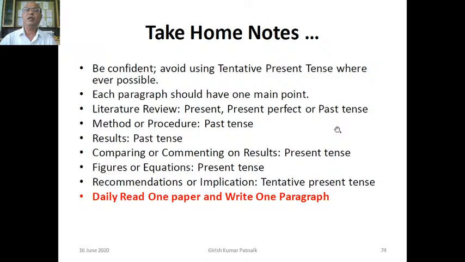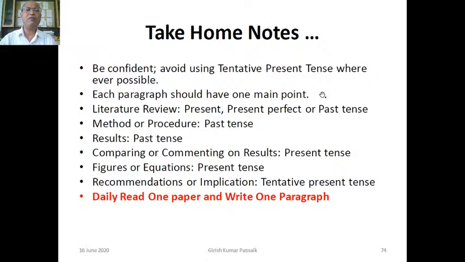So finally, I will summarize what we saw so far. Be confident, because it is your work and you are putting it on paper. So be confident since you have done it. Avoid using the tentative present tense wherever possible, because the tentative present tense leads to a bit of uncertainty. So be careful while using those words which lead to uncertainty. Wherever I have specified, you can use the tentative present tense.